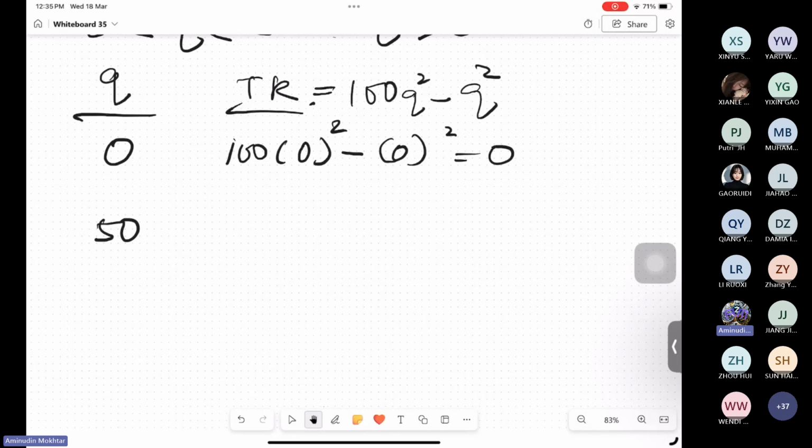That is according to the theory that total revenue is equal to P times Q. If P equals 0, Q must also be equal to 0 to maintain the relationship. Okay. Now the second number is 50. When Q equals 50, what is TR? 50 squared.